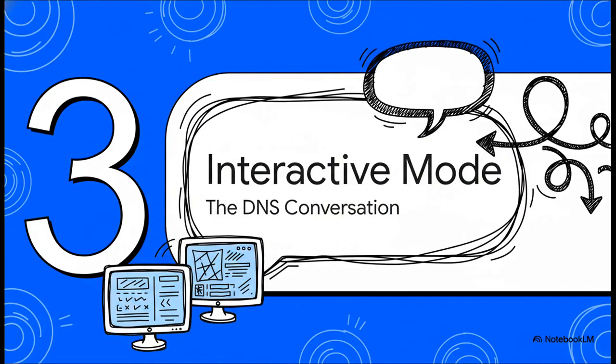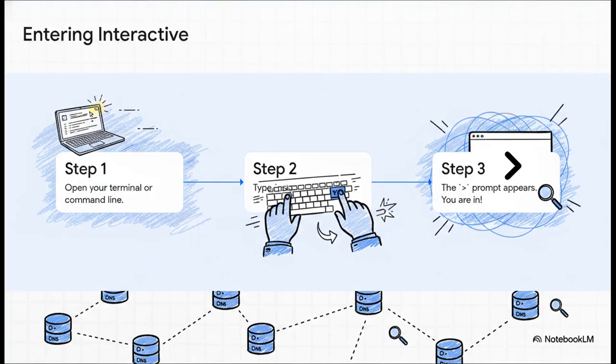So the one-liner is great for a quick hit, but the real power, the deep investigation, that happens when we enter interactive mode. This is where you go from asking a single question to having a full-blown conversation with the DNS server. And getting in could not be simpler. Just pop open your terminal or command line, type NSLOOKUP, and hit enter. The second you see that little greater than symbol pop up, bam, you're in the command center. You're ready to run a bunch of different queries without having to retype NSLOOKUP every single time.